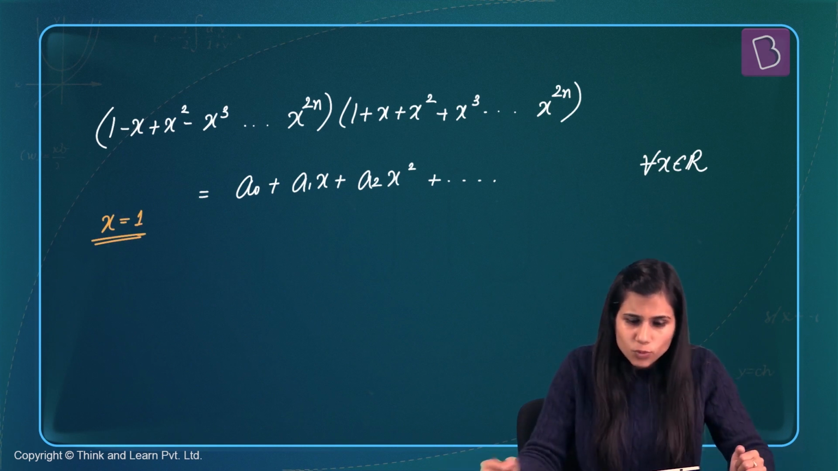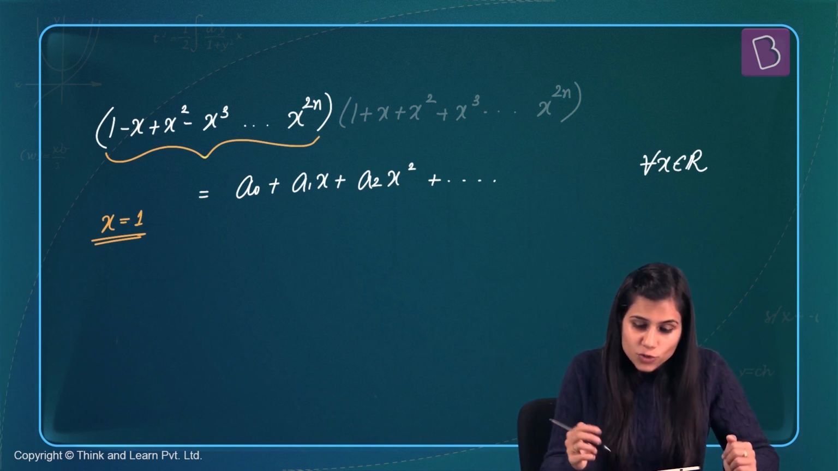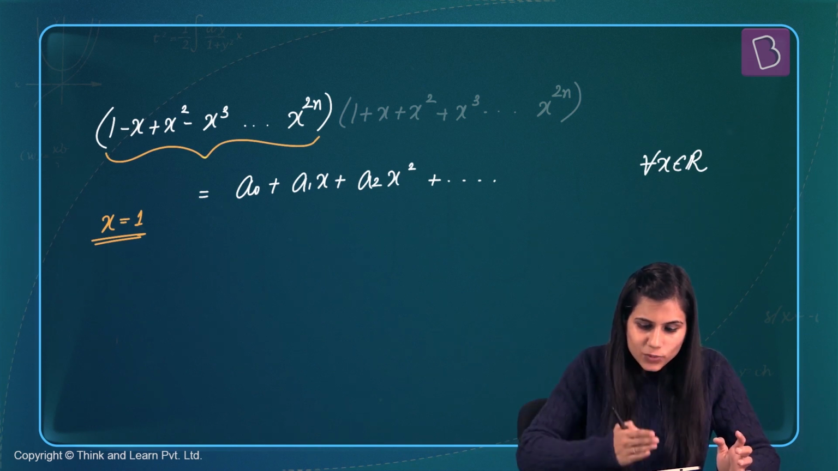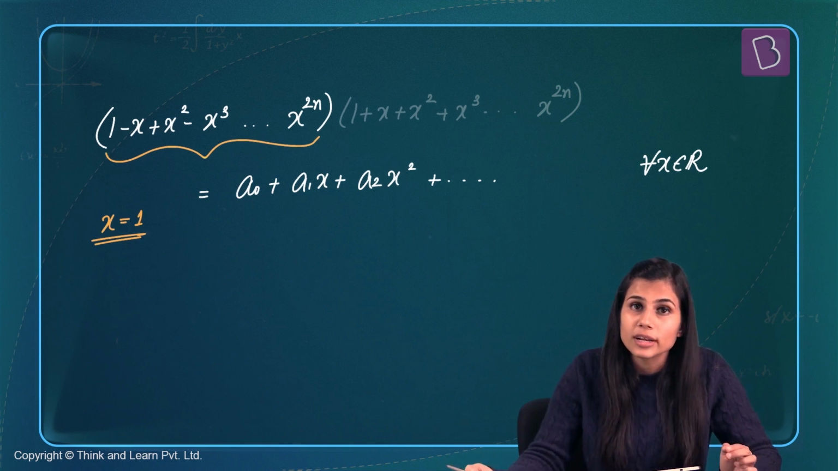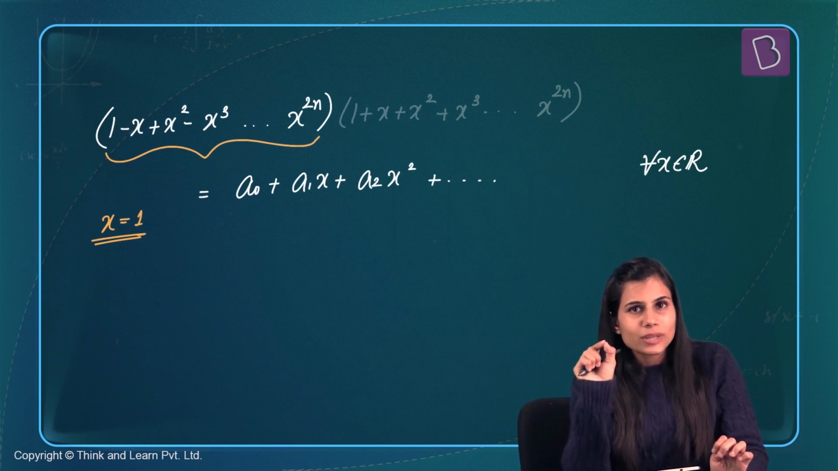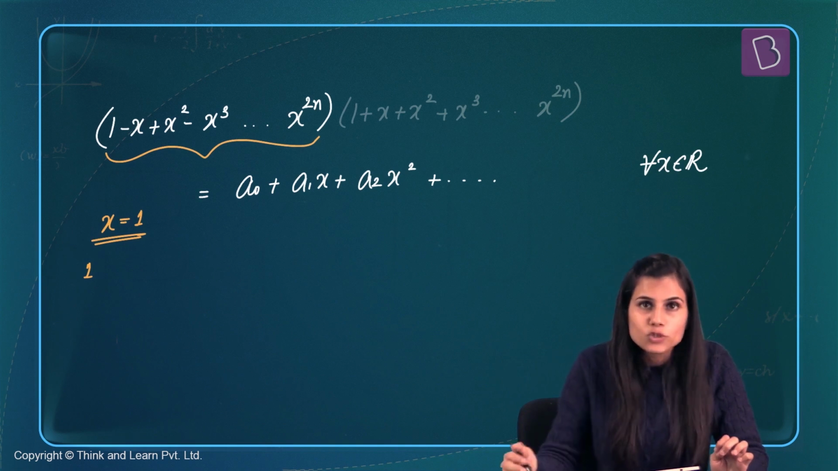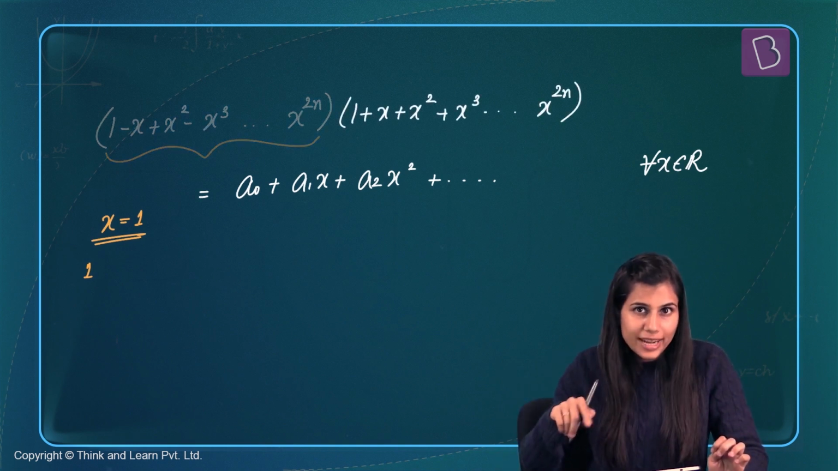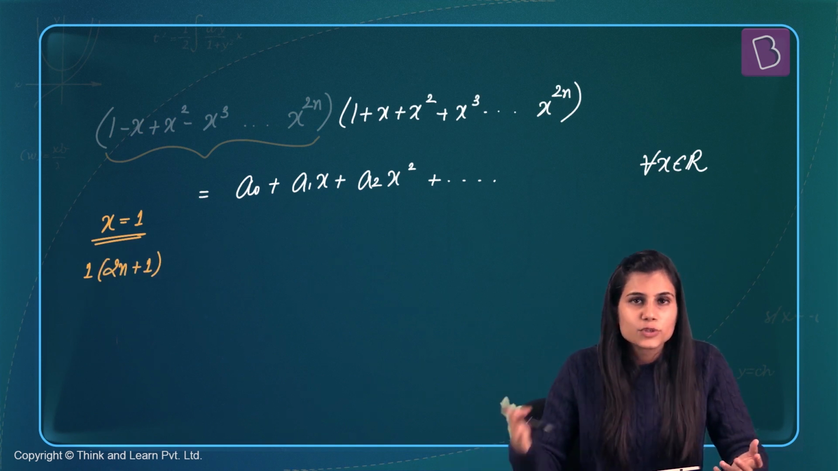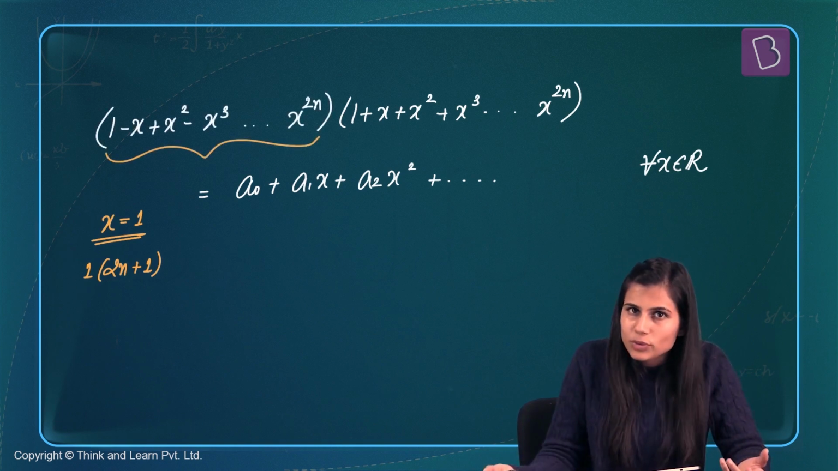When I plug in x equals 1, what do I get in here? This bracket consists of 2n plus 1 terms, right? Plugging in x equals 1, you get 1 minus 1 plus 1 minus 1 plus 1 minus 1 and so on. Don't forget there are 2n plus 1 terms. So 2n terms will cancel out, but that one single 1 is still going to remain. So the first bracket gives you 1. On the right hand side bracket, you get 1 plus 1 plus 1 plus 1 and so on, 2n plus 1 times. So 2n plus 1 is the answer. The entire left hand side comes out to be 1 into 2n plus 1, that's 2n plus 1.